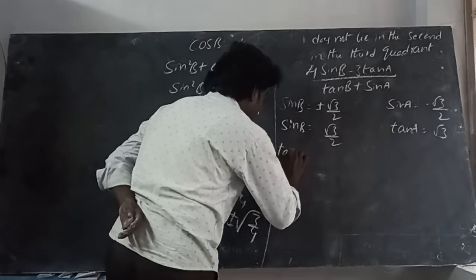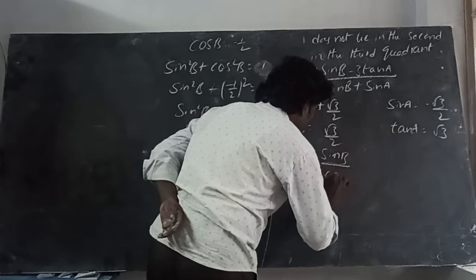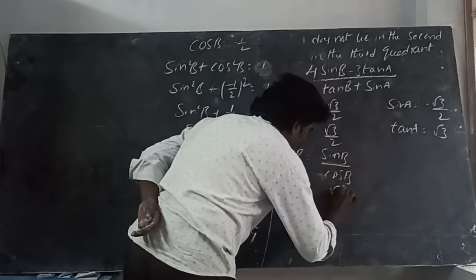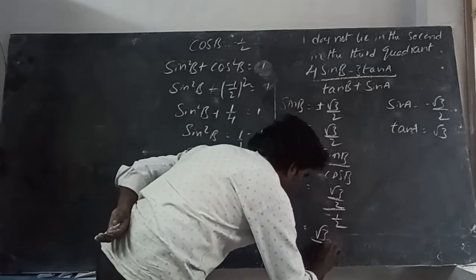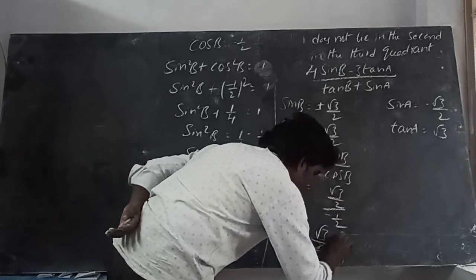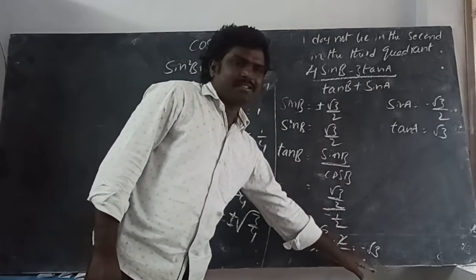That is tan B, sin B by cos B. That is root 3 by 2 divided by minus 1 by 2. So the denominator fraction becomes reciprocal. So the 2 cancels, that is minus root 3. Tan B is equal to minus root 3.